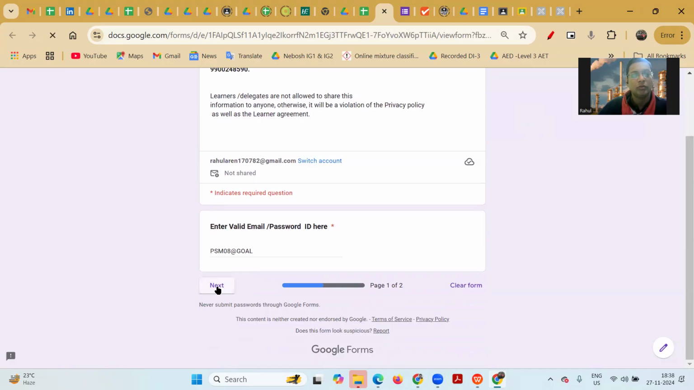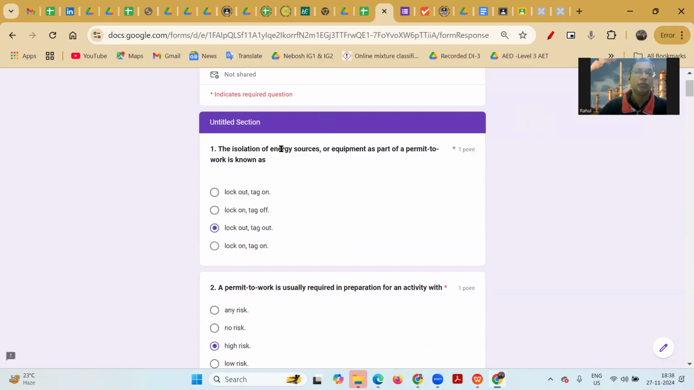Yes, the first question is: the isolation of energy sources or equipment as part of the permit to work is known as. So we want to isolate this particular energy source or equipment as part of the permit to work. The correct answer to this question is lockout tagout. The answer is already selected here because I was filling it in.